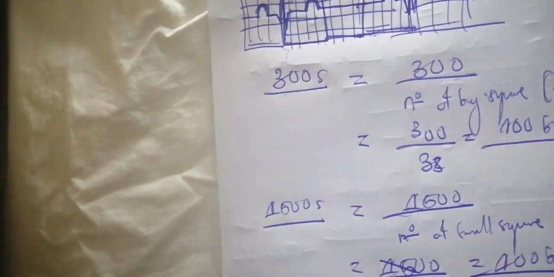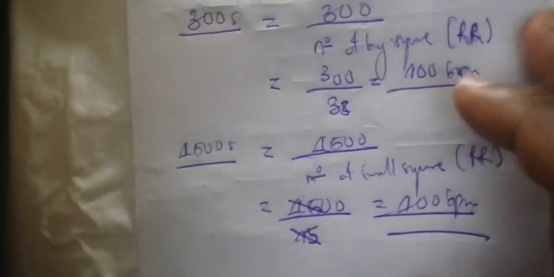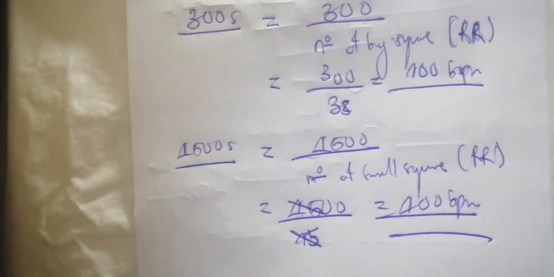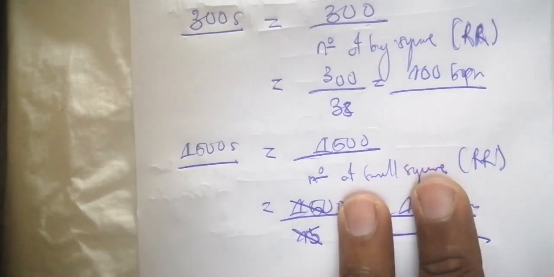So if you don't have exactly the whole number of big squares in between two RR intervals, what you have to do is calculate the number of small squares and then do 1,500 divided by that number of small squares, because it helps you to be precise.